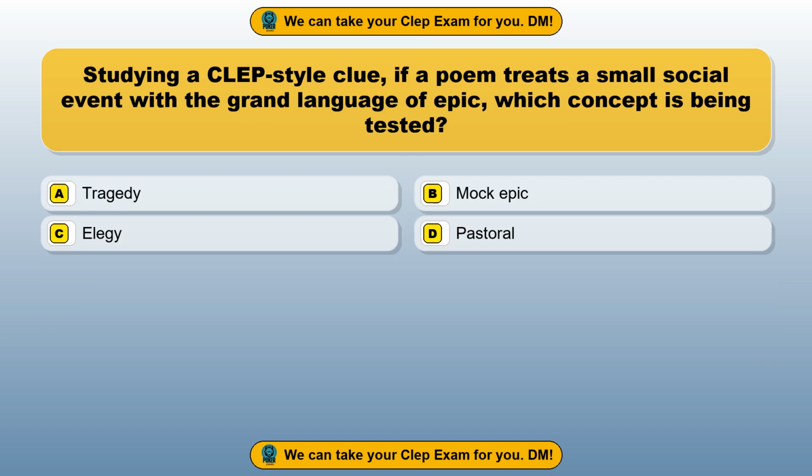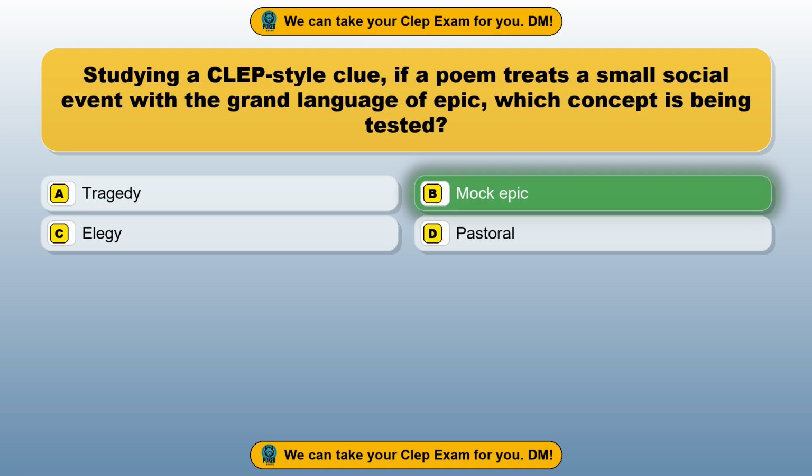Question 49. Studying a CLEP-style clue, if a poem treats a small social event with the grand language of epic, which concept is being tested? Option A, tragedy. Option B, mock epic. Option C, elegy. Option D, pastoral. The correct answer is option B, mock epic.